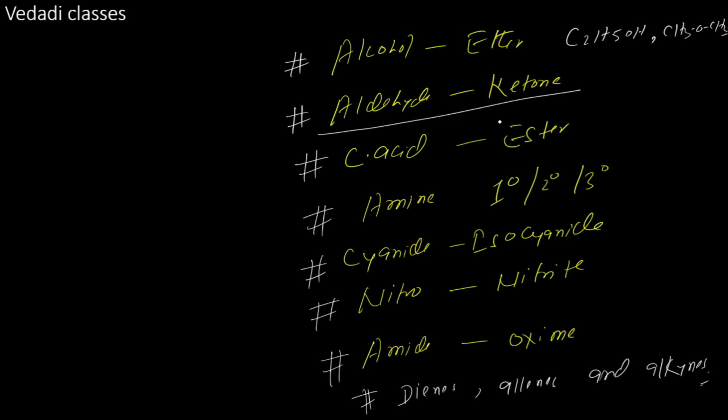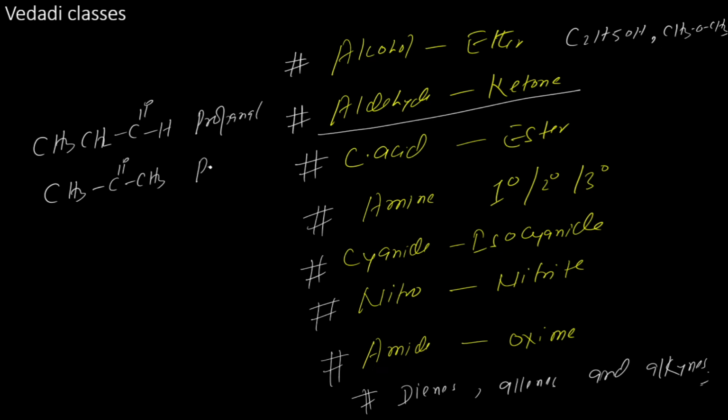For the ketone, at least 3 carbons are required. So you also have to take a 3 carbon aldehyde. The 3 carbon aldehyde is CH3CH2CH=O, and the 3 carbon ketone is CH3-C(=O)-CH3. So the 3 carbon aldehyde is propanal, and the 3 carbon ketone is acetone or propanone.